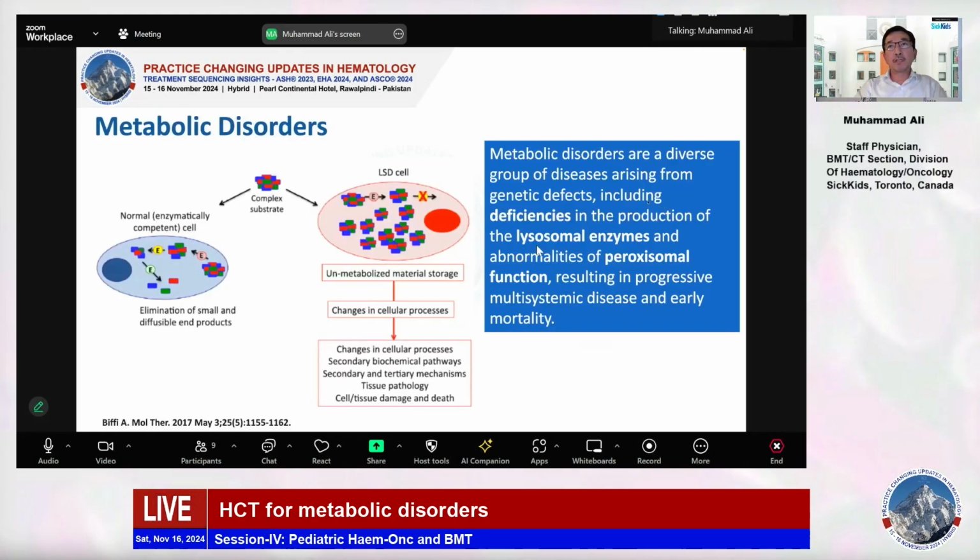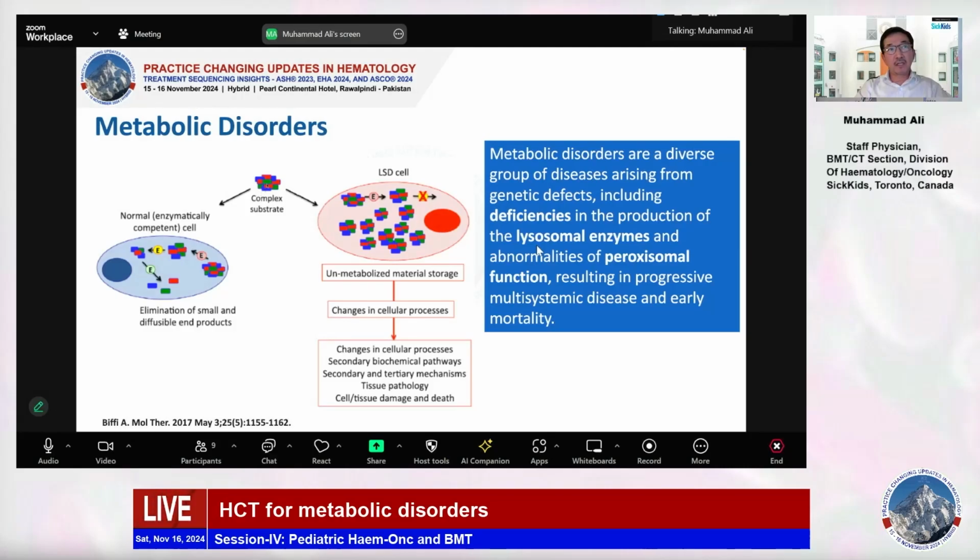So metabolic disorders are a diverse group of diseases arising from genetic defects, including deficiencies in the production of lysosomal enzymes and abnormalities of peroxisomal function, resulting in progressive multisystemic diseases and an early mortality of the patient. If you focus on this diagram, there is a complex substrate in the middle, which, when it's presented to a normal cell, will be degraded into small and diffusible end products.